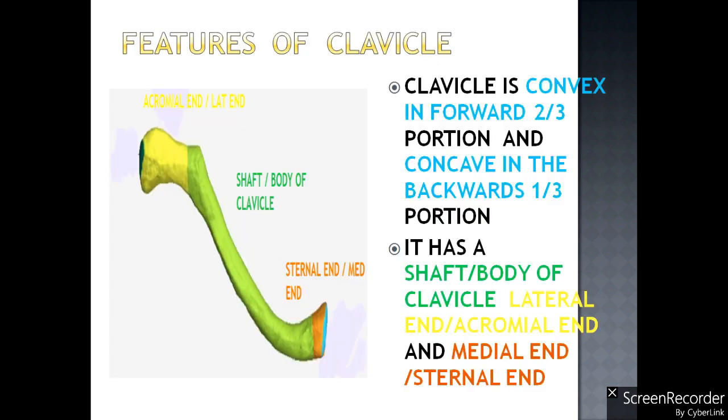Features of the clavicle. Clavicle is convex in its forward two-third portion and concave in its backward one-third portion. It has a shaft, which is also called the body of the clavicle, the lateral end, also called the acromial end, and the medial end, also called the sternal end. The green color here represents the shaft, the yellow color represents the acromial or the lateral end, while the orange color represents the sternal end or the medial end.